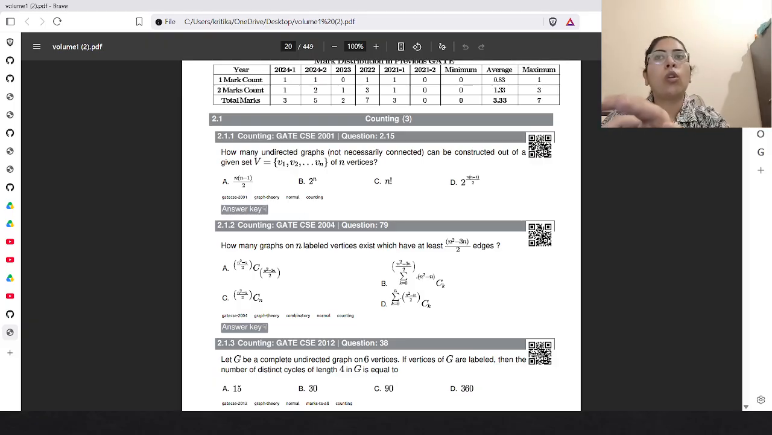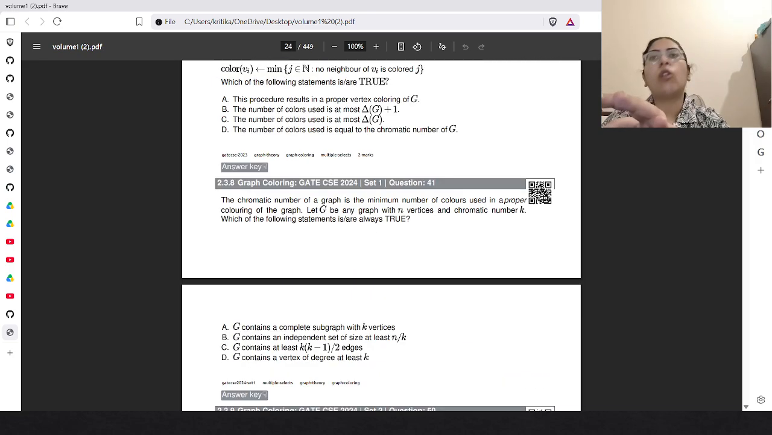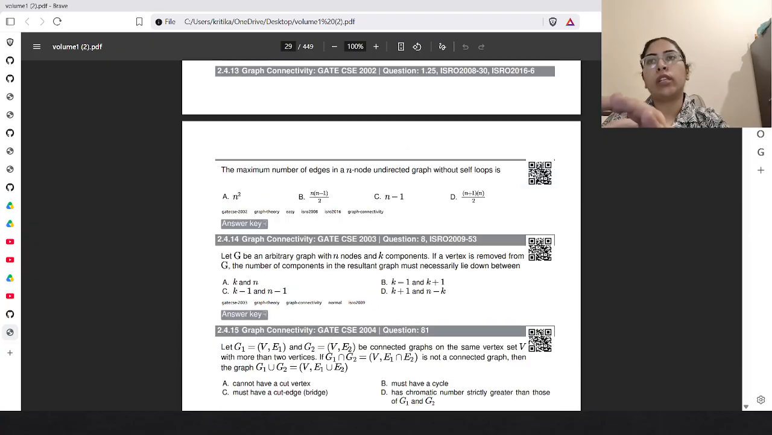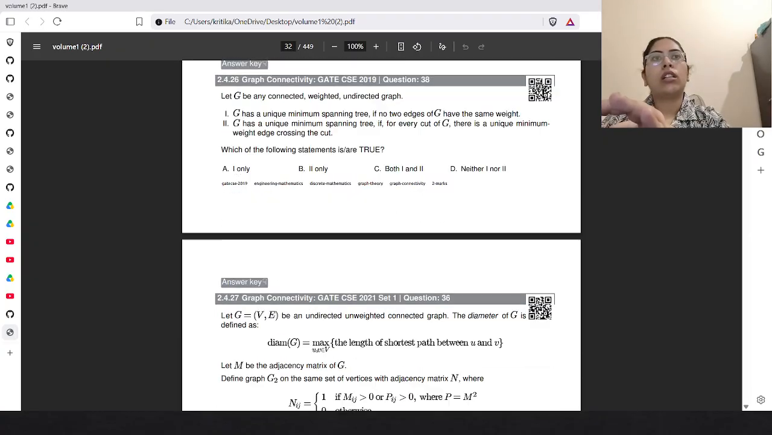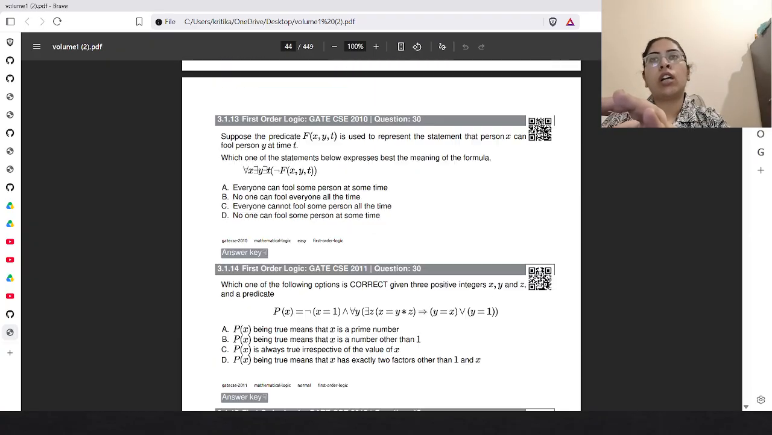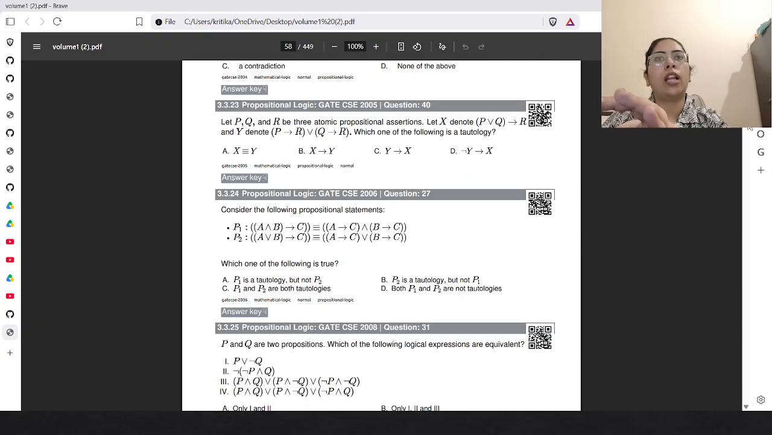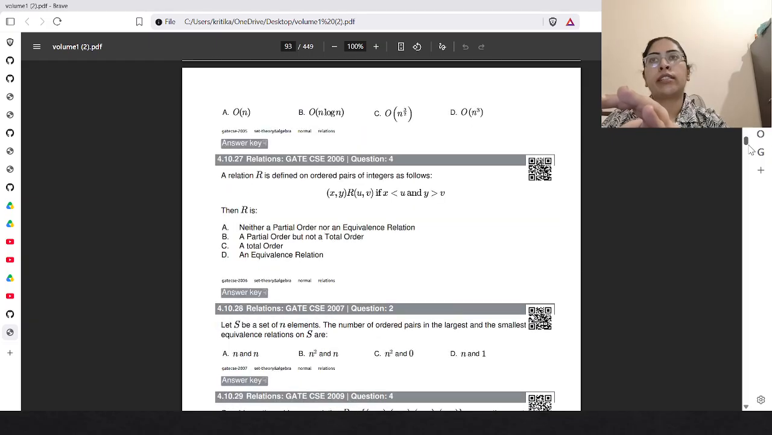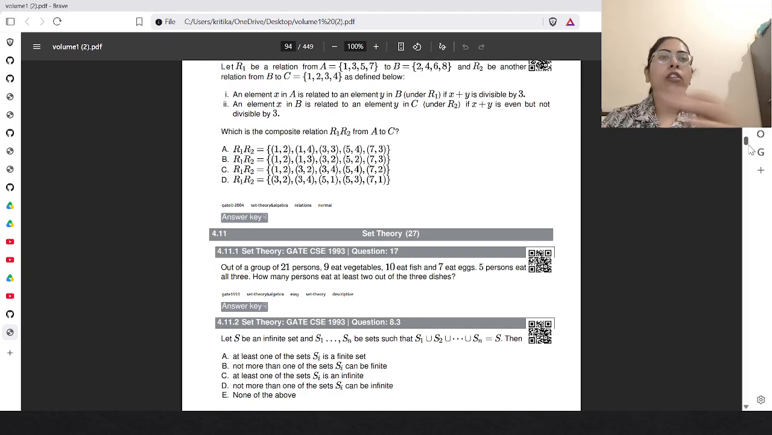Similarly, solve all the aptitude questions and discrete mathematics questions from here. This way, the GATE Overflow PDF will help you out. Solve all the discrete mathematics questions. If you give 2 hours daily, then within 2 months you will be able to complete all these PYQs.